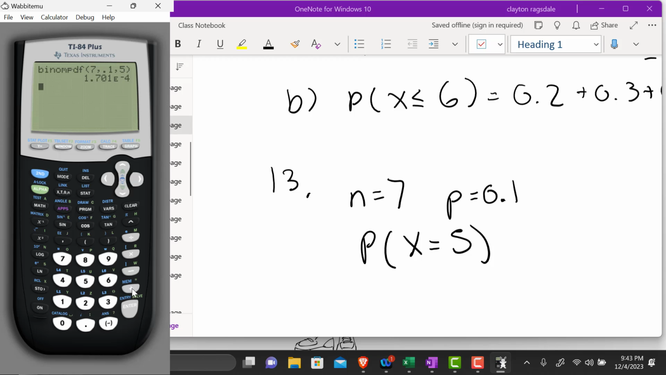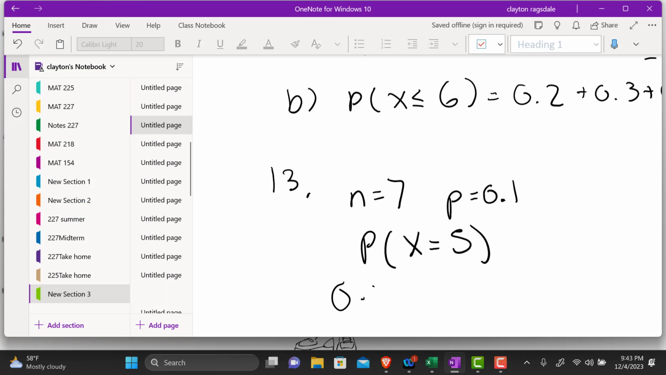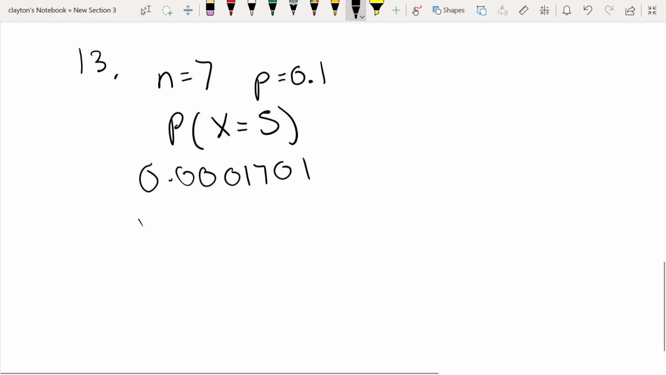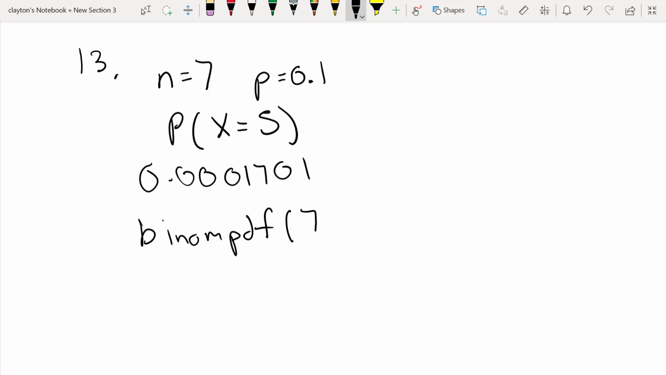Oh yeah, so then we have to do this trick, we're going to add 1, so we can actually see the decimal because it wants us to round to 5 decimals. So we have 1.001, so we're interested in 3 zeros and then 1701. And I'll write down the function so we have it here, but we're going to use it a few more times. This is binom PDF, and this is n, probability of success, and the x value that we're interested in.